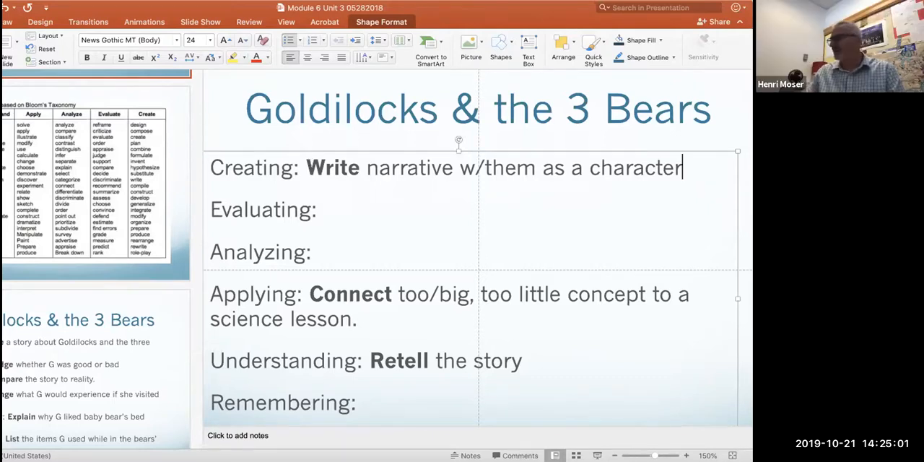And the other group, Megan, your group, you can unmic as well. What did you get for evaluating, analyzing, remembering? Or you can add to the other ones.